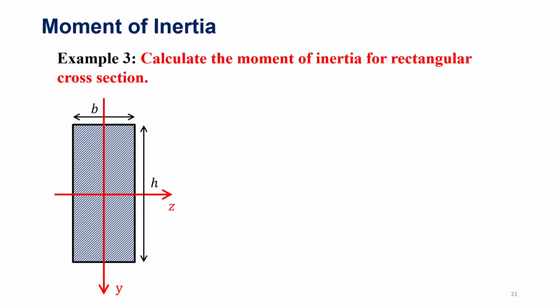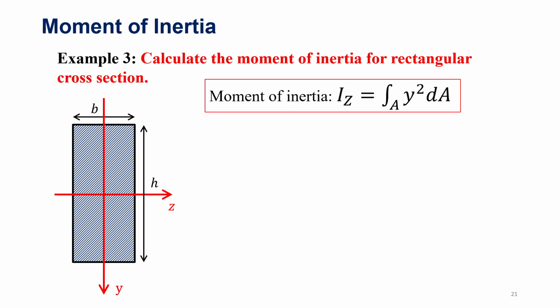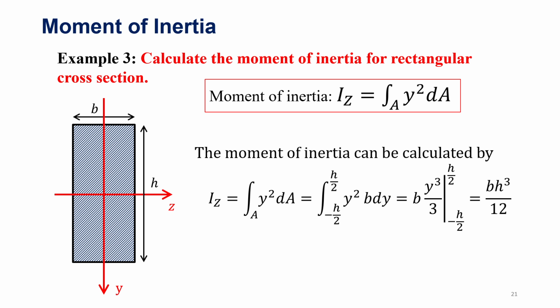Let me give you another example. If I give you a cross-section of a rectangular shape, how do we calculate the moment of inertia for it? Recall that the moment of inertia is defined by this integral. With this definition, we can calculate the moment of inertia by this. And for the rectangular shape, the moment of inertia equals bh cubed over 12.